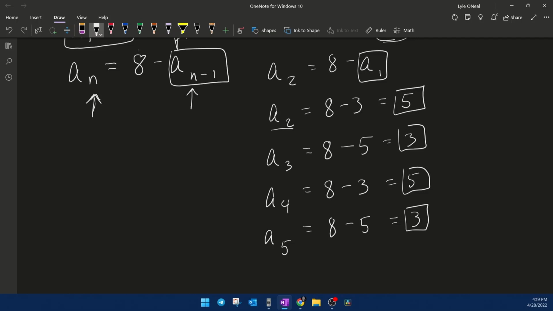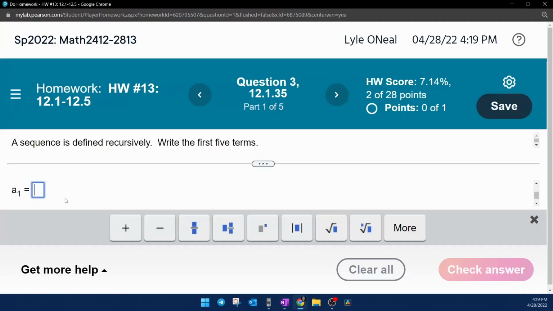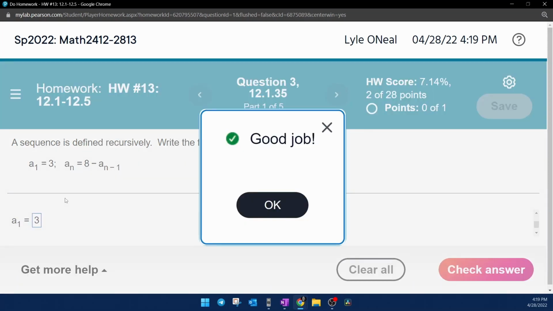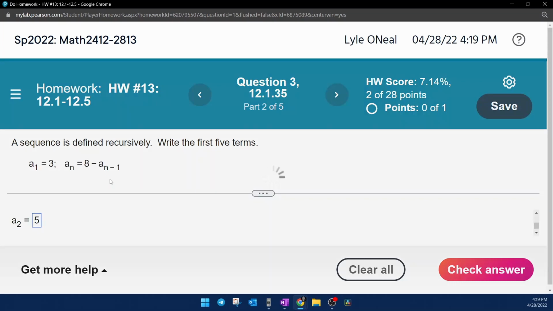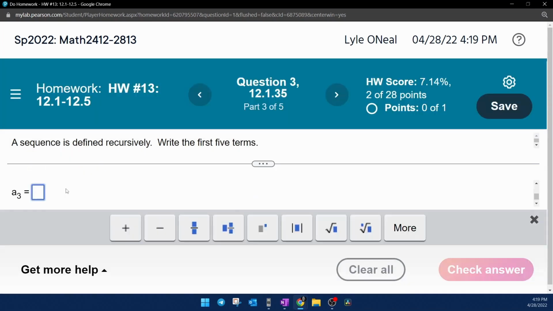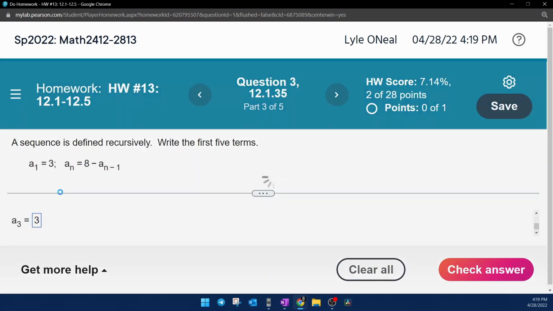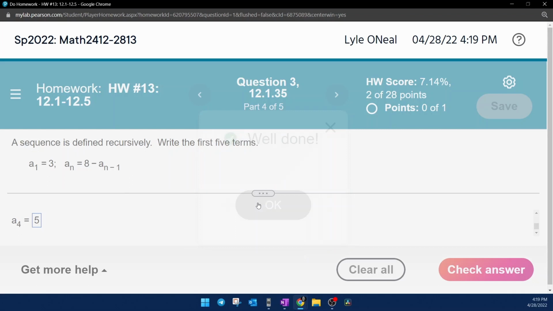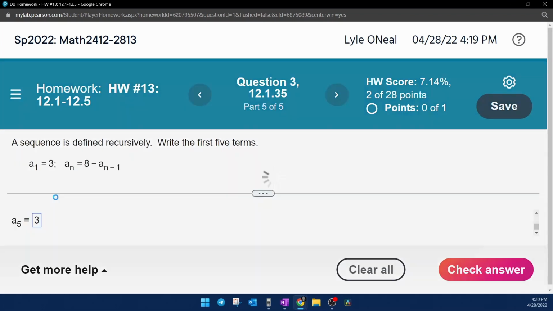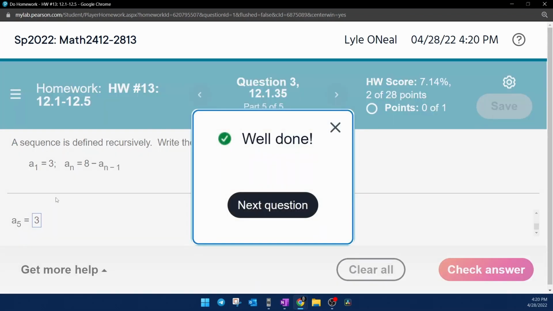Back to the MyLab Math. All right, here we go. First term is 3. Remember that was given. Next term, we got to be 5. Yay. Third term, 3. Fourth term, 5. Fifth term, back to 3. And that's going to do it for this problem.